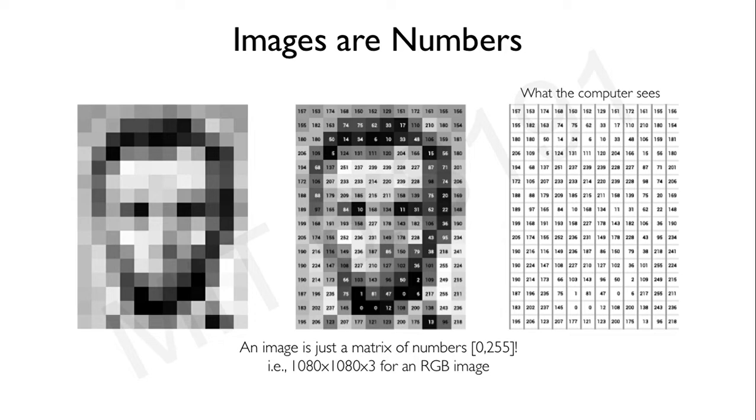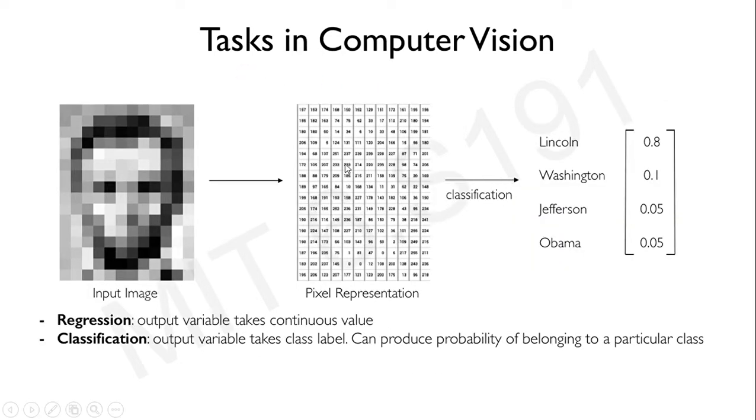So we know how a computer sees an image, so we can talk about the various computer vision tasks we can perform. The two types of tasks in computer vision are broadly categorized into regression and classification. In regression, the output variable takes a continuous value, whereas in classification, the output variable takes a class label. Let's take an example of image classification and say we have a bunch of images of different presidents of the United States, and we want to build a classifier pipeline which can predict which president it is, outputting the probability the image is of a particular president.